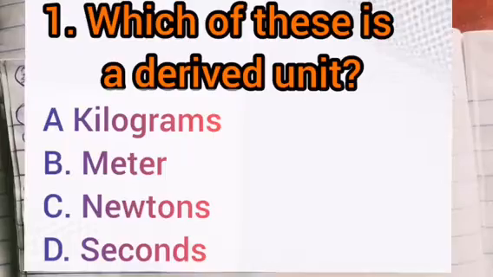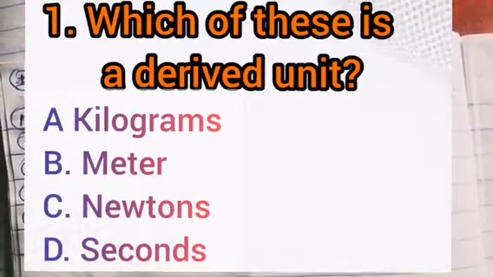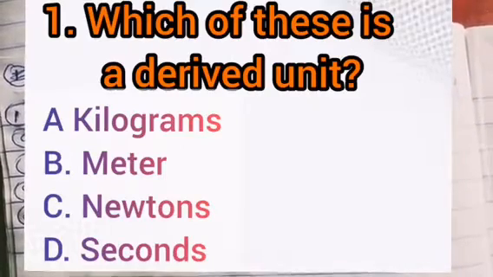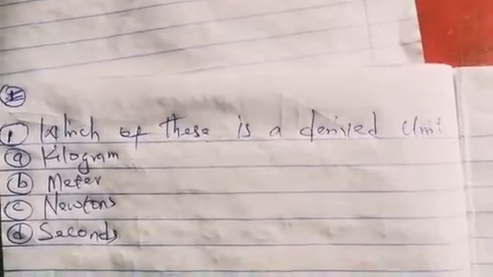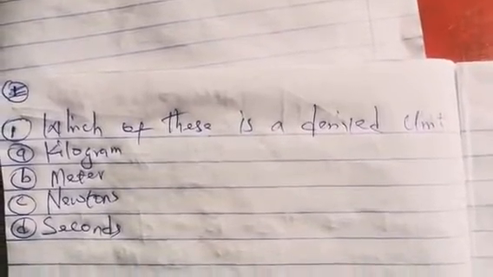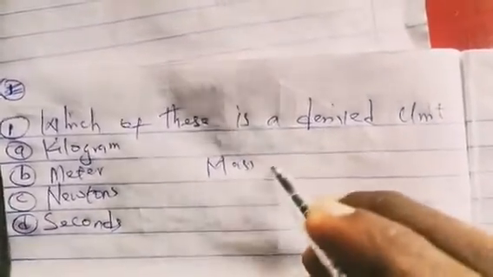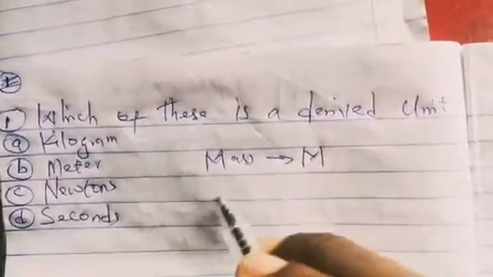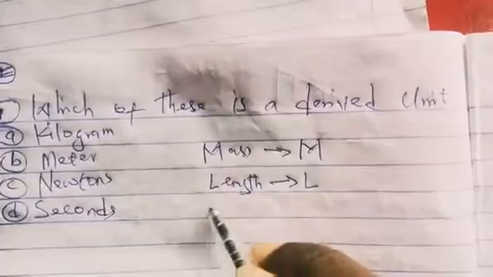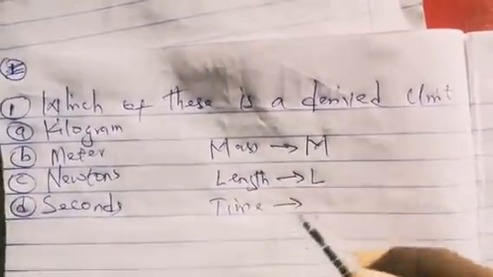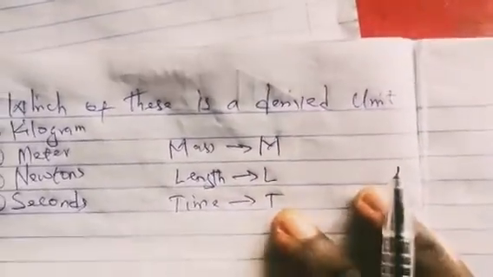The first question says, which of these is a derived unit? Option A gave us kilograms, option B meters, option C newtons, option D seconds. First of all, there are three basic fundamental quantities in physics, and they include the mass, signified by capital M, the length, signified by capital L, and the time, signified by capital T. So the three of them make up what is called the MLT system of measurements.